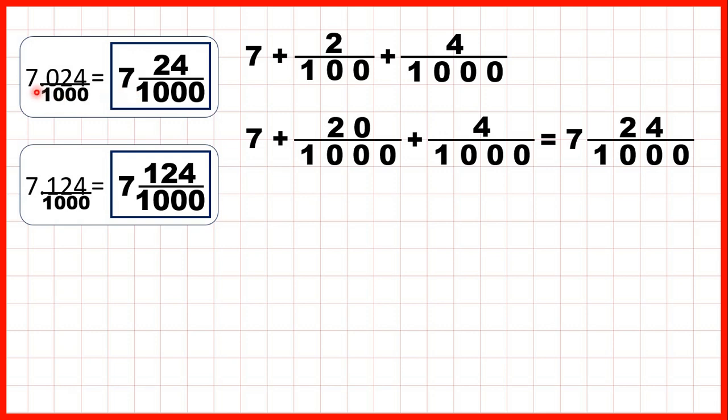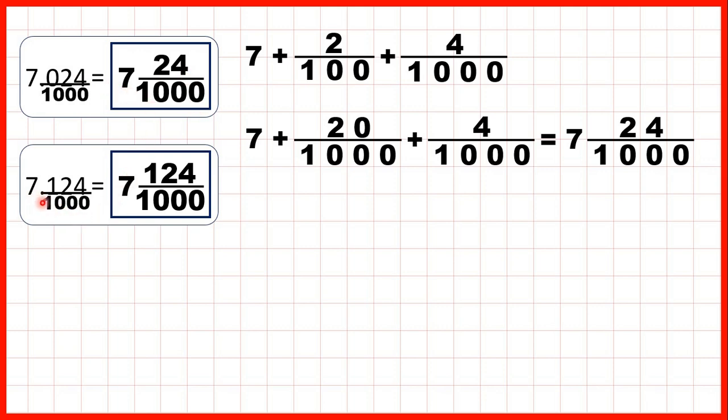So that's why we can write 7.024 as 7 24 thousandths. It's because the 2 in our hundredths is equivalent to 20 thousandths, and putting that together with the 4 thousandths gives us 24 thousandths in our mixed number.